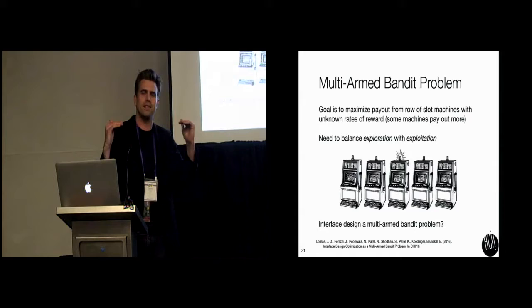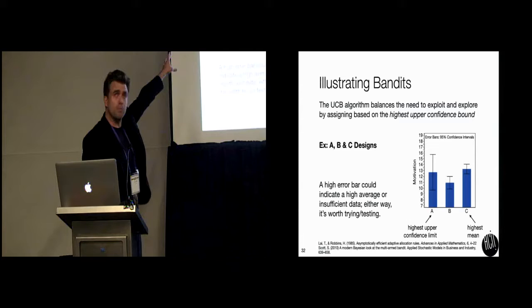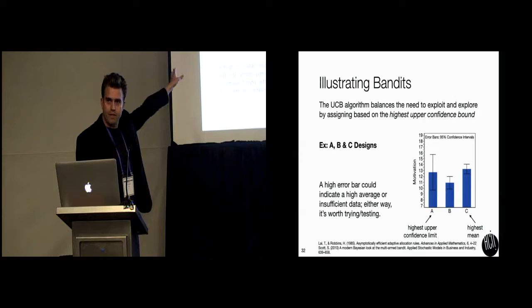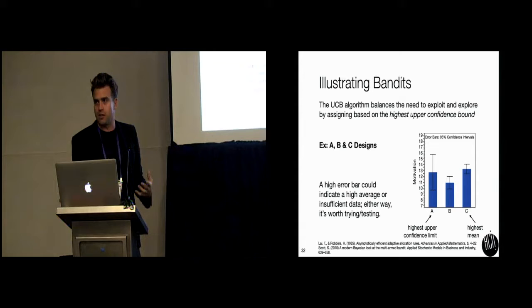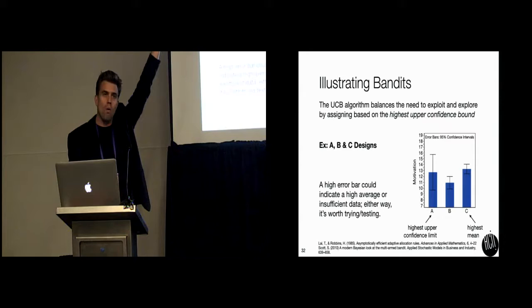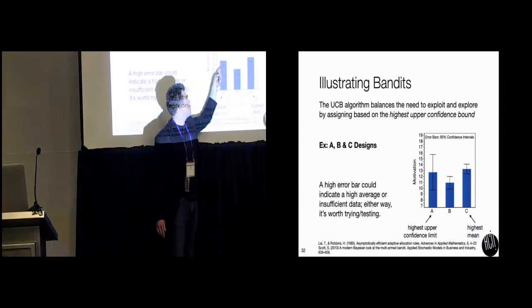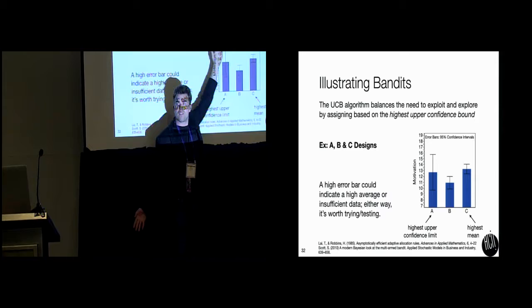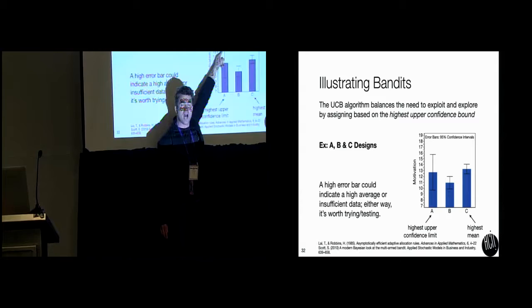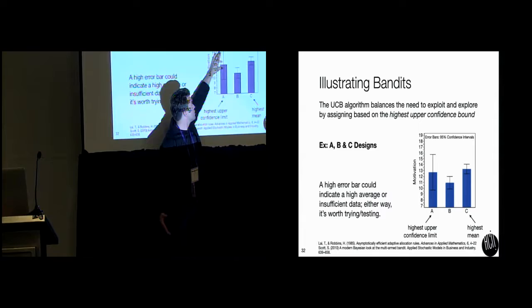And so the specific approach that we took is the upper confidence bound bandit. There's a bunch of different kinds, but this one was very easy to illustrate. If you're familiar with a confidence interval, you know that a high confidence bound can mean that you've got a high mean or that you don't have enough information. So for instance, if I've got these three designs and I'm deploying them, this really broad confidence interval could mean that I've got a high mean up in here, or it could mean that I just don't have enough information. Either way, if I'm trying to optimize, I should choose the one with the highest bound, because it'll either allow me to collect more information and shrink that bound, or it's likely to be the highest performing.